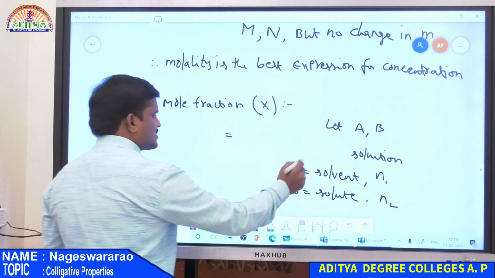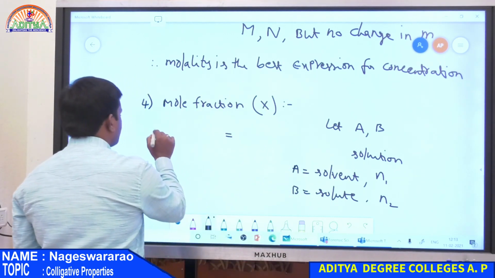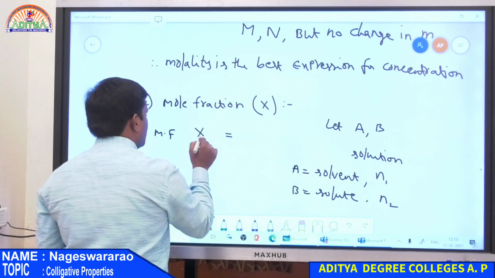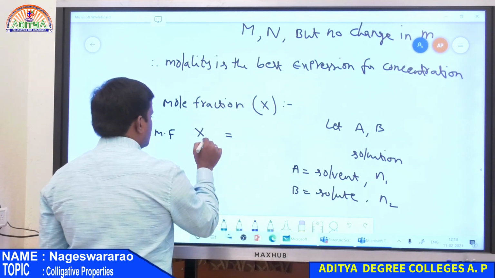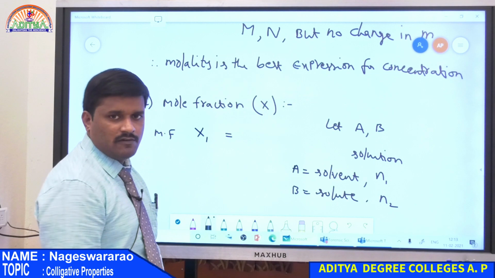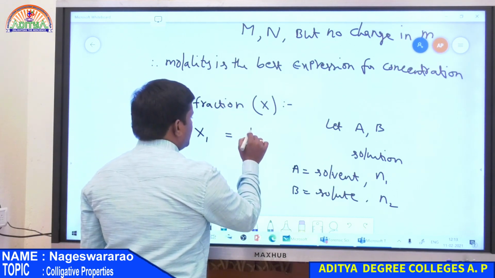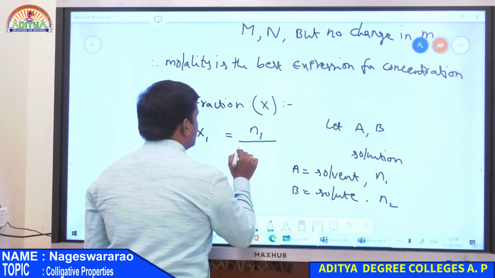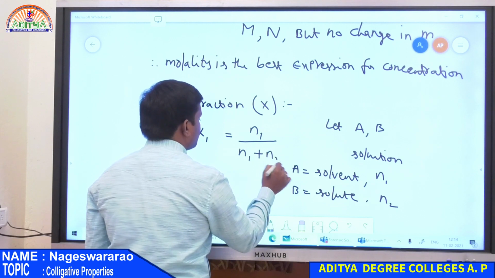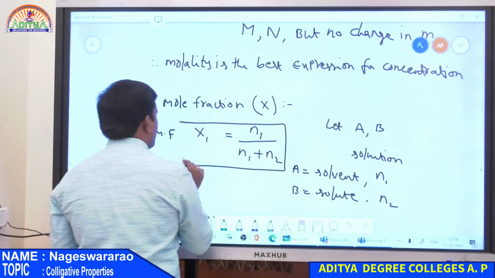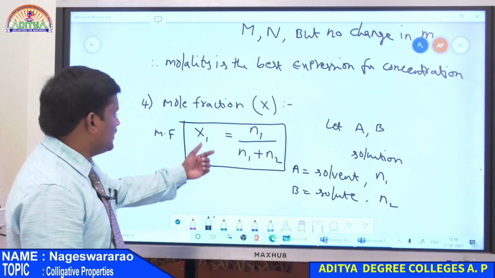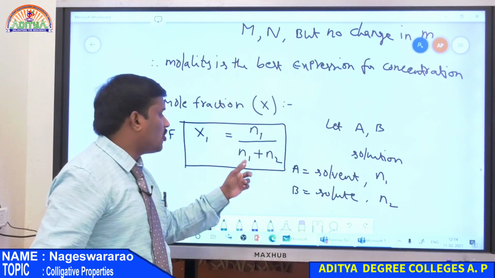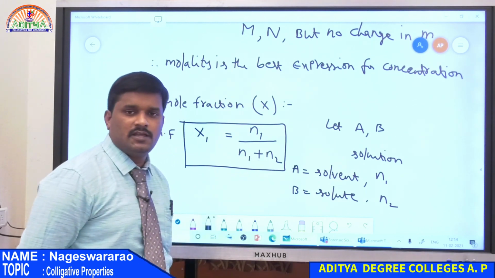Then the mole fraction is denoted by X. For a solvent, that is simply X1 or XA. That is always given by the ratio of number of moles of that component divided by total number of moles. So this is known as mole fraction. What is the definition? It is defined as the ratio between number of moles of one component and the total number of moles of components present in the solution.